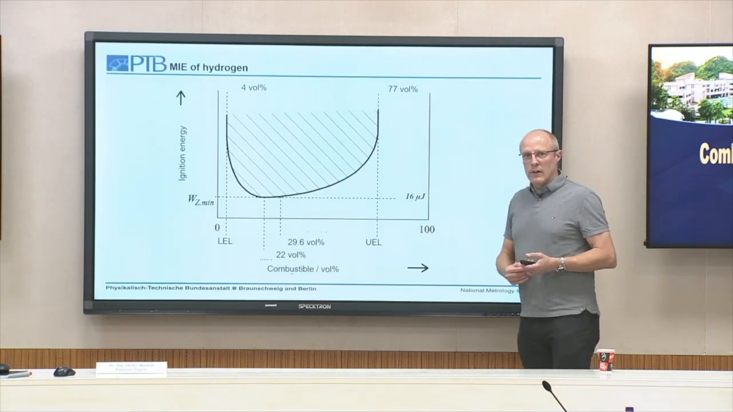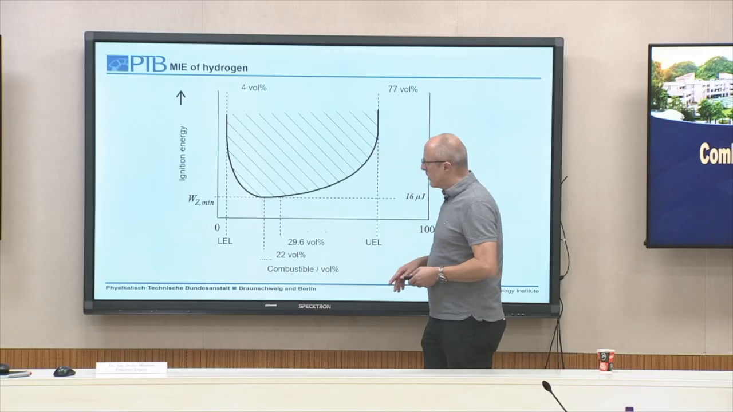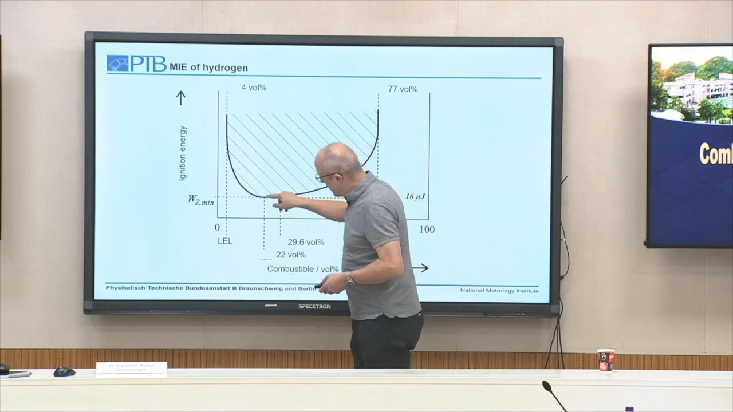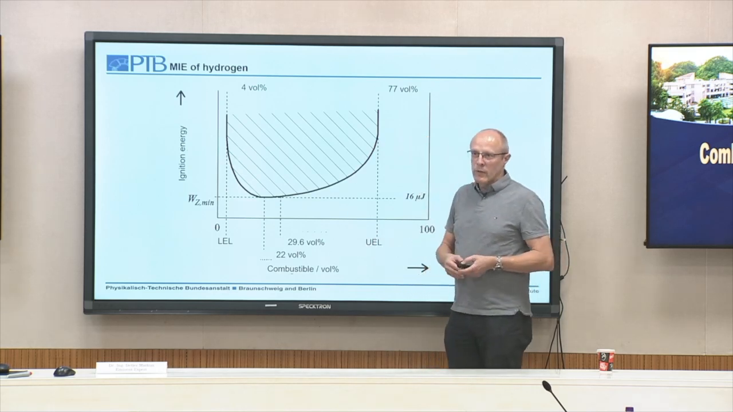So why do we need a huge number of experiments? We are talking about the minimum ignition energy, the absolute minimum value to ignite a mixture of hydrogen and air. Hydrogen is flammable in the range of 4 to 77 volume percent, based on these data. So we have to measure the energy necessary for ignition along the whole mixture composition range. And here we find that the minimum value of 17 microjoule is in the range of 22 volume percent.